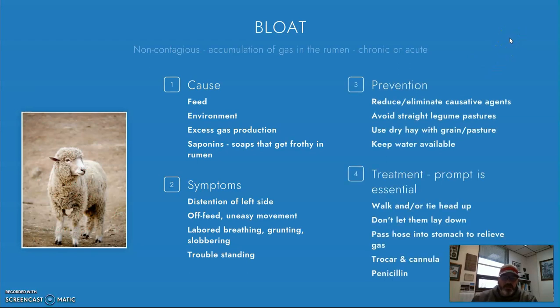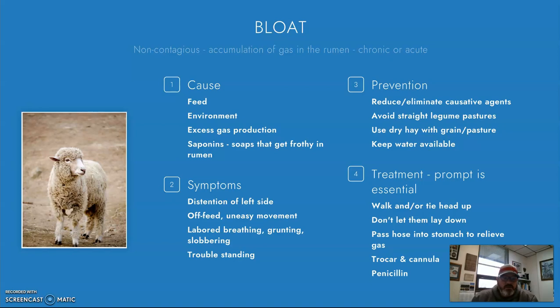Next is bloat, and this one again is problematic in both sheep and goats. We talked about this one back in cattle as well. It's a non-contagious disease, an accumulation of gas in the rumen, and could be chronic or acute. So it could be just an acute one-time event where they've got a gastrointestinal upset triggered by maybe too lush of a pasture or too much grain or something like that. Or you can have sheep or goats that get this chronically. For whatever reason, they're susceptible to it, and so they'll eat something that upsets their tummy, they bloat, it goes away, or you treat it, and then a few days or a few weeks later they do the same thing.